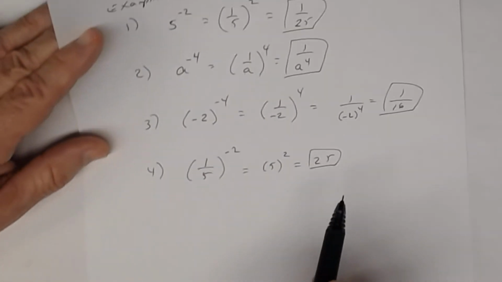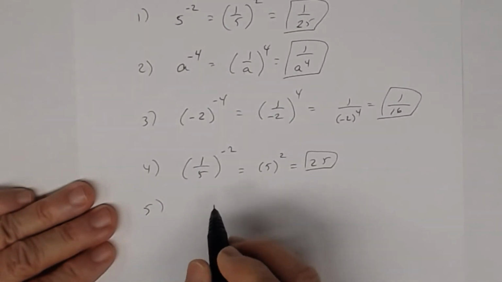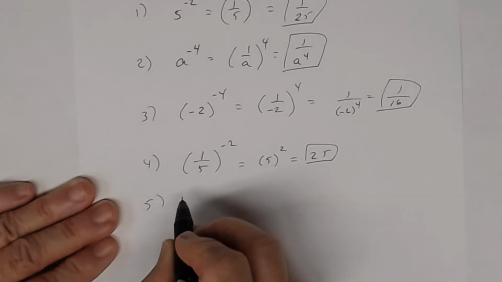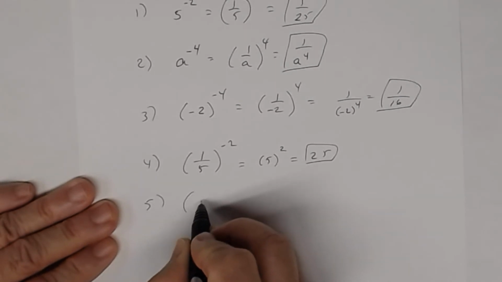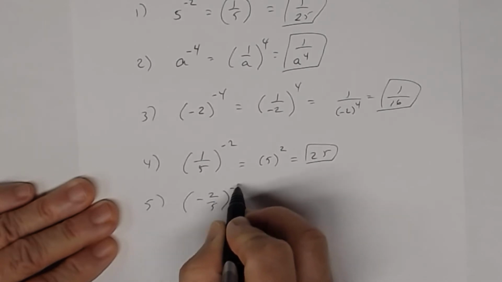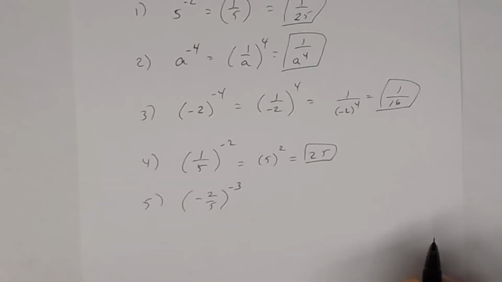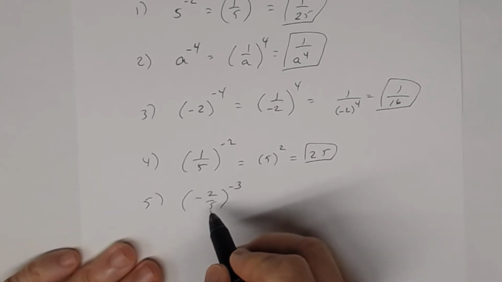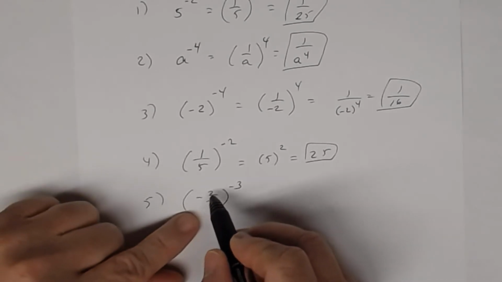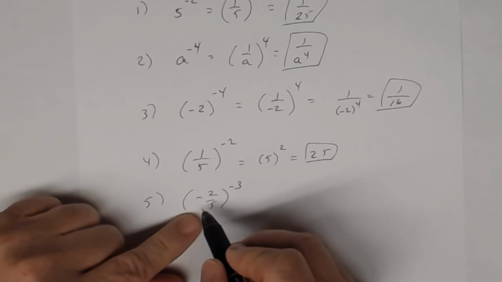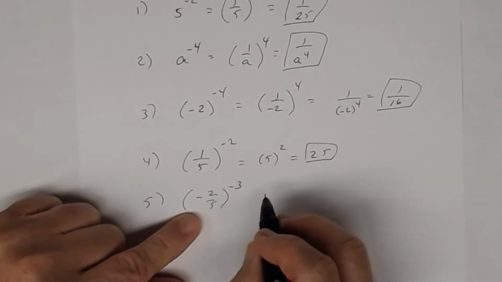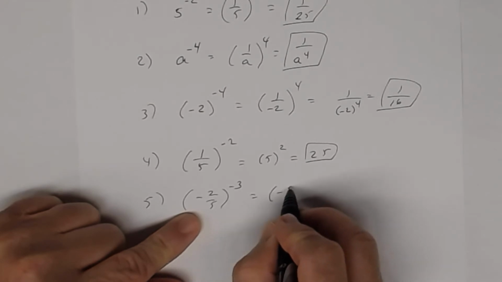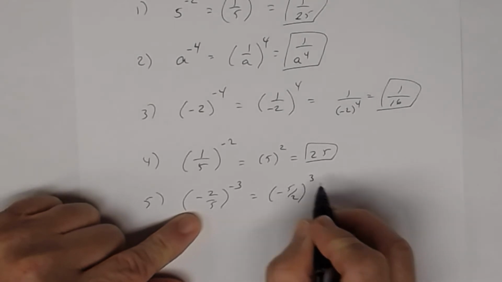Okay. Number 5 is a very simple process. So what if you had negative 2/5 raised to the negative 3rd power? Same idea, right? I want to make this exponent positive, so I have to take the reciprocal of this base. Well, the reciprocal of this base is going to be a negative 5/2. So it'll be a negative 5/2 cubed.